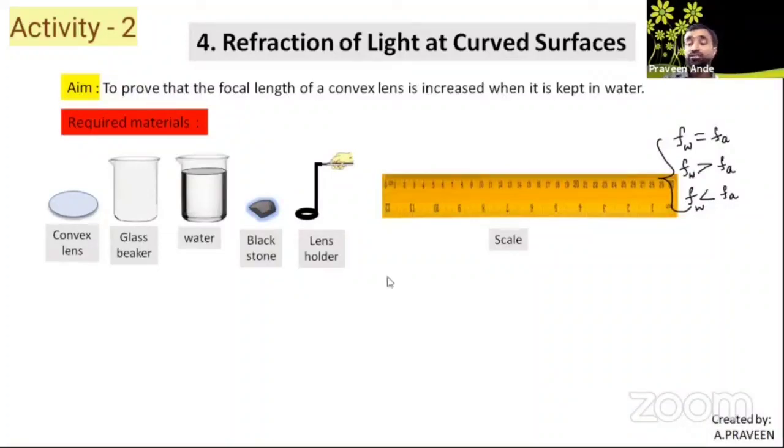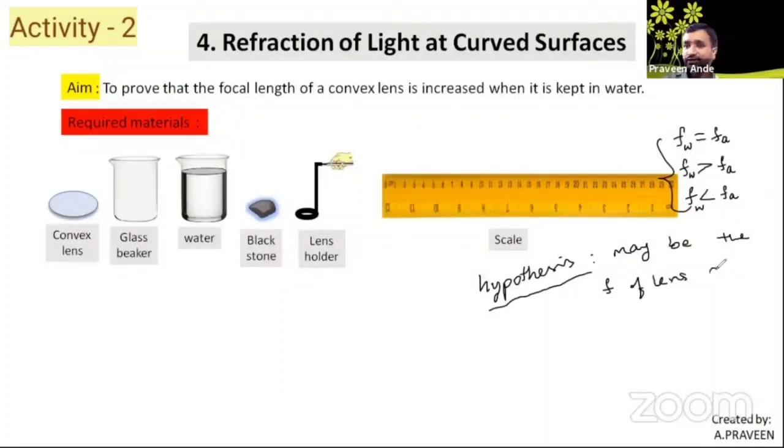Hypothesis. What is your hypothesis here? For this purpose, maybe the focal length of the lens is depending on the medium. So this is our assumption. Maybe you will get a satisfactory result or quite the opposite, we don't know, but we have to verify whether the assumption made by you is correct or wrong.